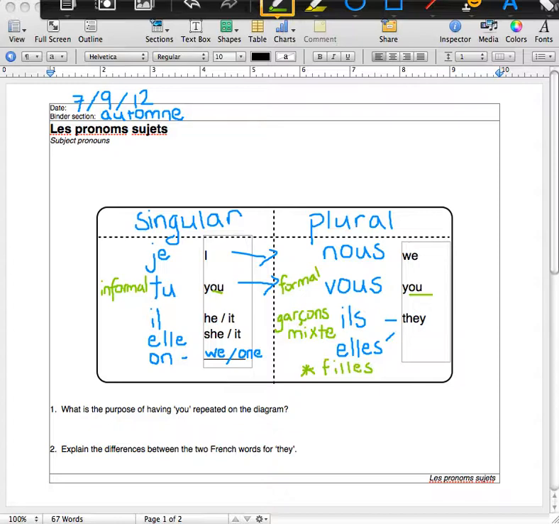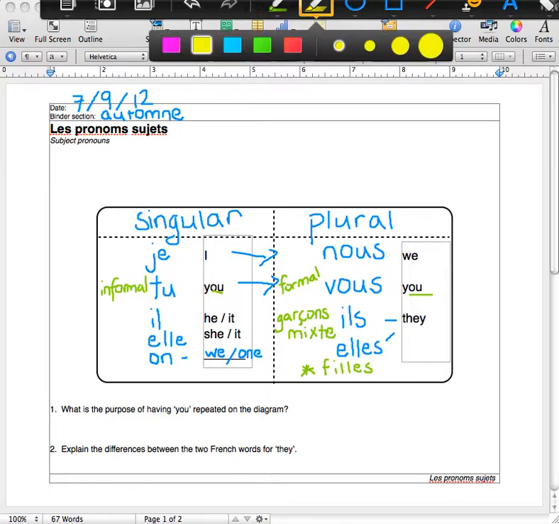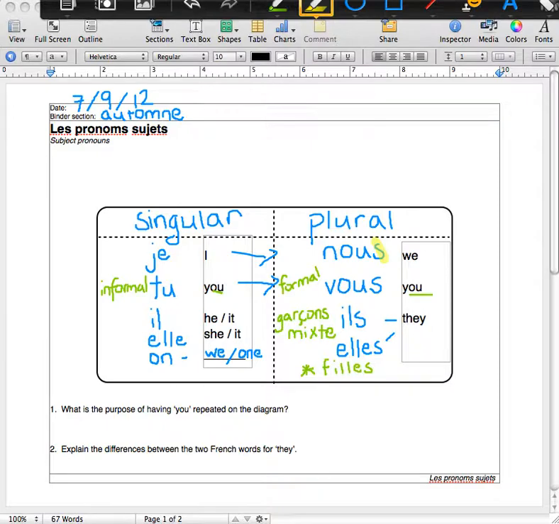So we have a little bit of practice to do. Not only do we need to practice how to say these, we also need to practice how to spell them. So for saying them, we just have to remember a couple things. Let's look at our plural side. We have nous, vous, ils, elles. Notice I crossed out or highlighted the S's at the end. We don't say them. We're not going to say nous. We're not going to say vous. No, we keep that nous and vous and ils and elles.